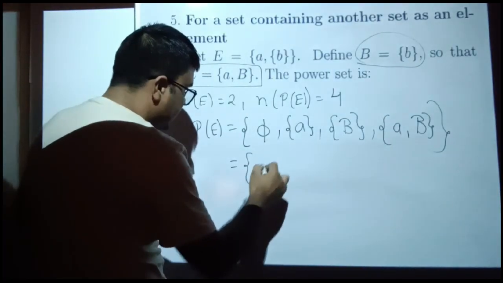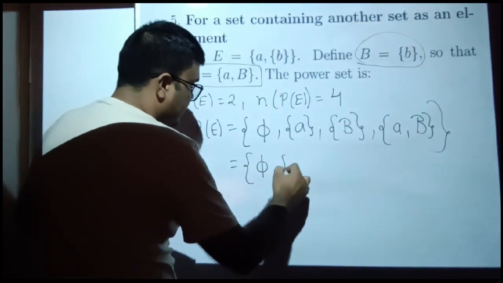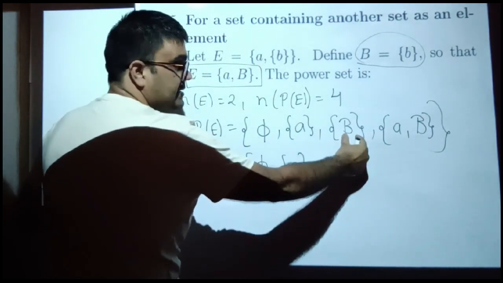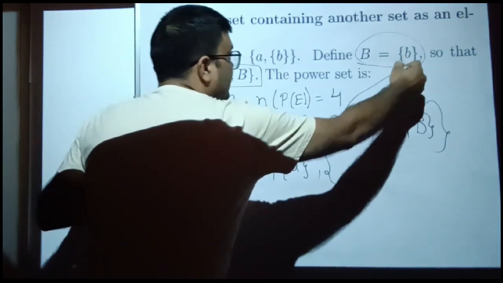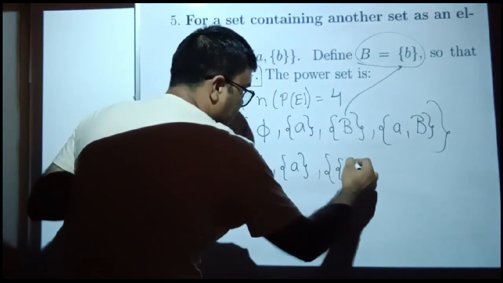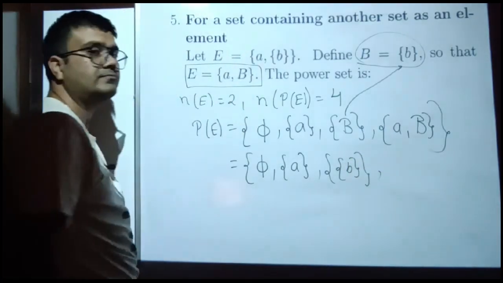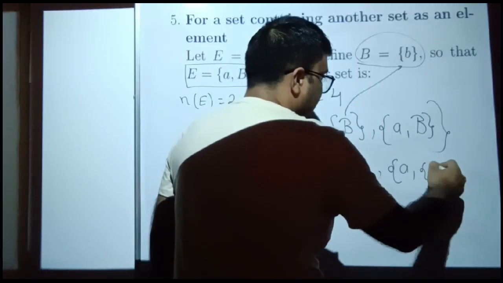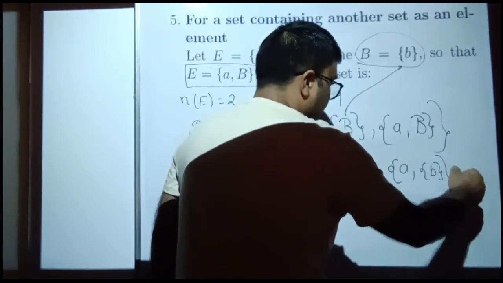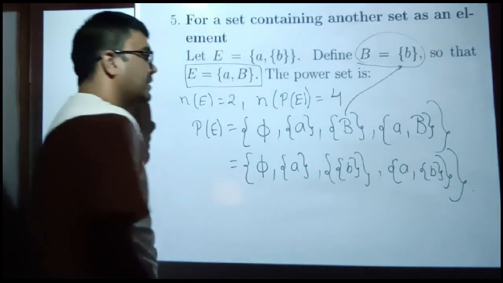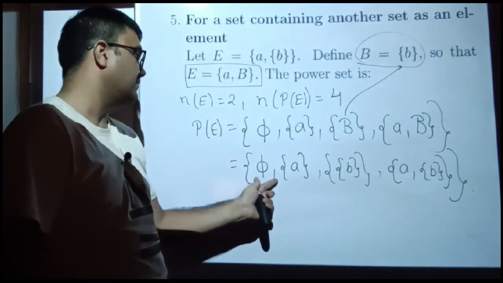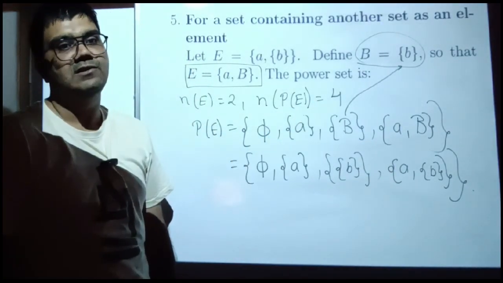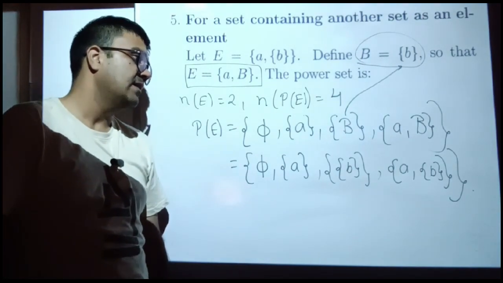So the power set of E is, this is A. Now look over here, it is the set containing the set B. What is the value of B? It is the set B that we have. Next, A comma, what is the value of this set B? It is the set having the element B. This bracket is closed over here. So these are the 4 elements of the power set of E. These are the 4 elements that we have.